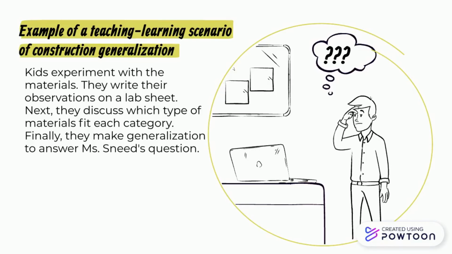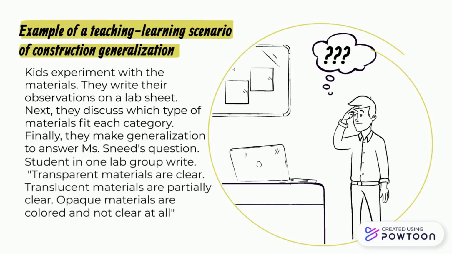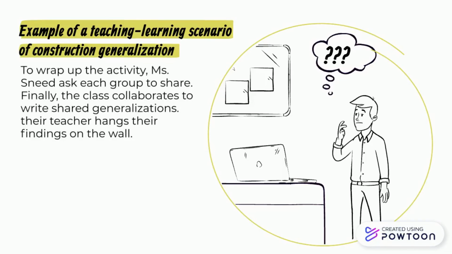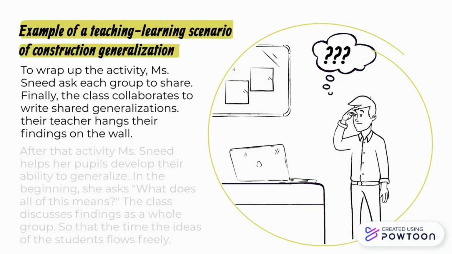Next, they discuss which types of materials fit each category. Finally, they make generalizations to answer Miss Need's question. Students in one lab group write, transparent materials are clear. Translucent materials are partially clear. Opaque materials are colored and not clear at all. To wrap up the activity, Miss Need asks each group to share. Finally, the class collaborates to write shared generalizations. Their teacher hangs their findings on the wall.